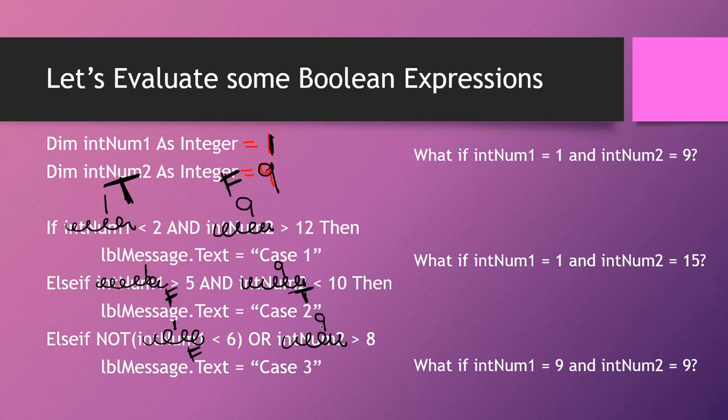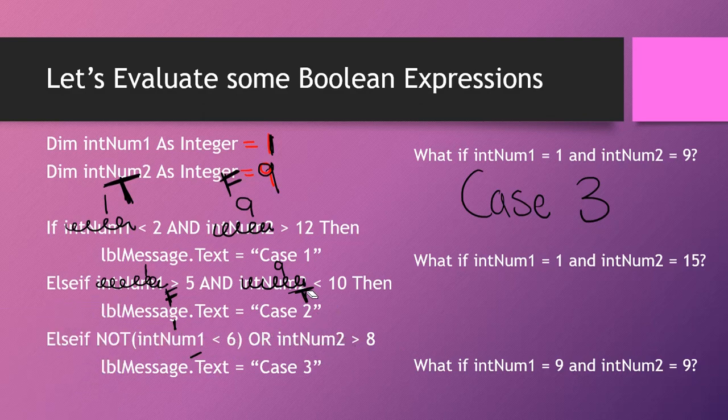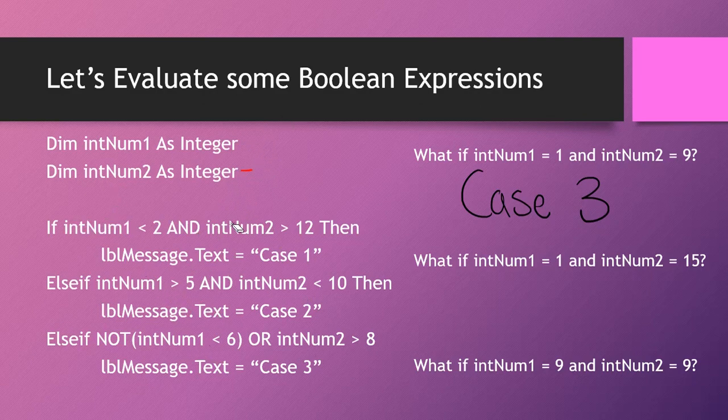Now let's check the other one. Is 9 greater than 8? True, right? That's a true statement. Now let's connect with the or. So false or true? Well, remember, ors require one person to be true. I have one true, so what will we display? We will display case 3 on that particular case or selection. Let's do some erasing here. It's a lot of erasing.